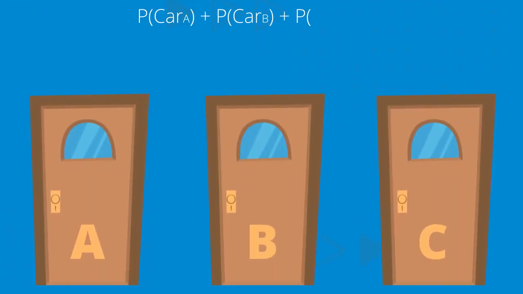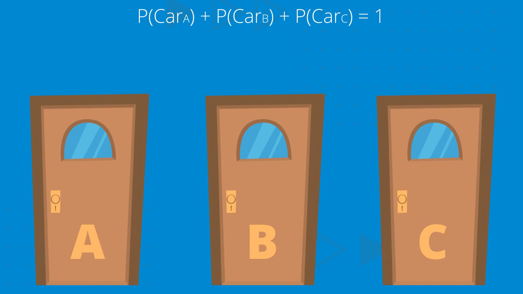The chances that the car is behind one of these doors is the same as the chances that it's behind either of the other two. We represent this by saying that the probability of the car being behind door A, which we denote by P of car A, is equal to P of car B, and that is equal to P of car C. Also, we know that one of these doors surely has the car behind it, and by convention the probability of something that is certainly true is set equal to 1.